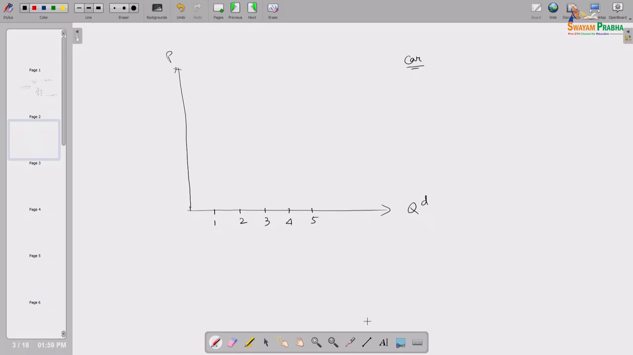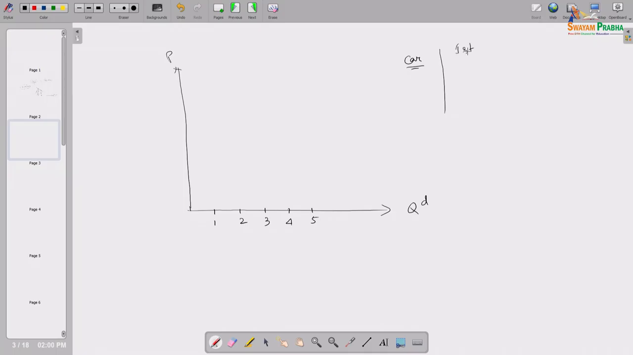Suppose we arrange the potential buyers of that car who are in the market, because we are trying to discuss the demand curve. Demand curve means who are the potential buyers and what is their maximum willingness to pay, that is important to know. So suppose we arrange the potential buyers as per their maximum willingness to pay. The person with the highest maximum willingness to pay for that car, I call the first person. The person with the second highest maximum willingness to pay for the same car, I call the second person, and so on. We are labeling the persons in that way.